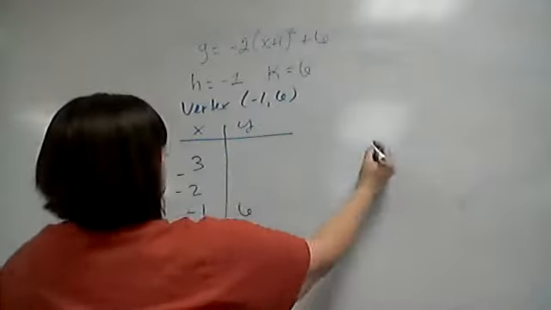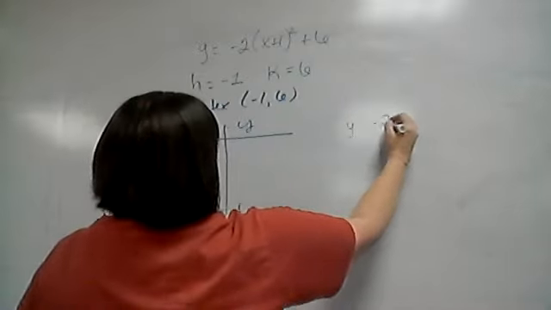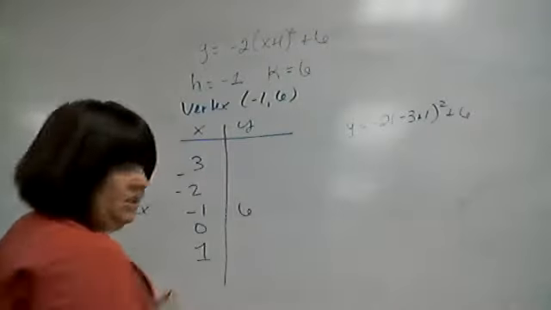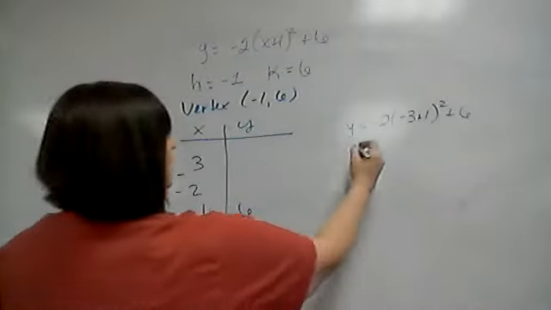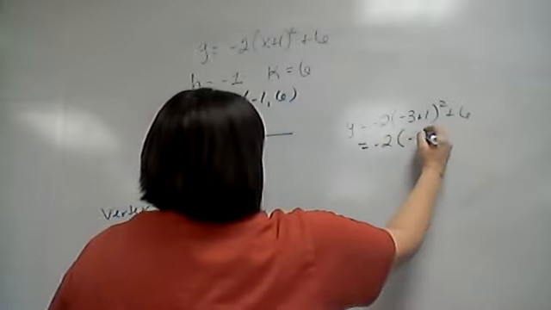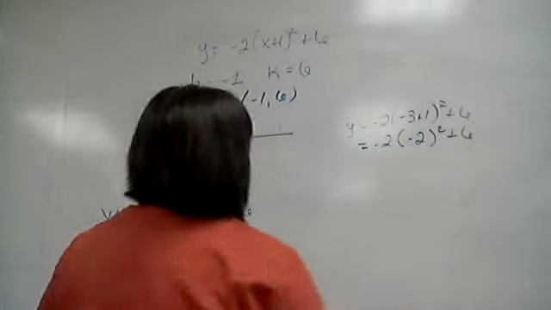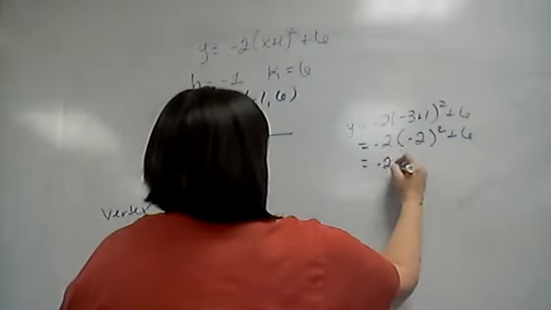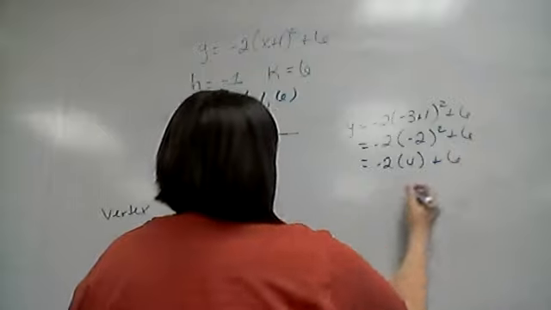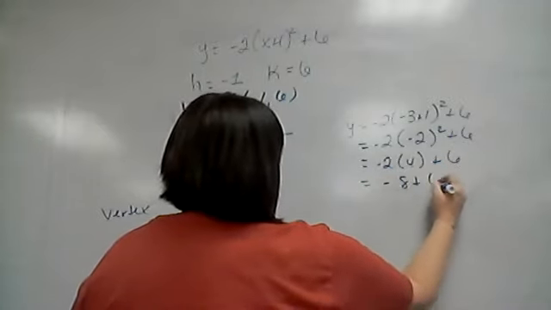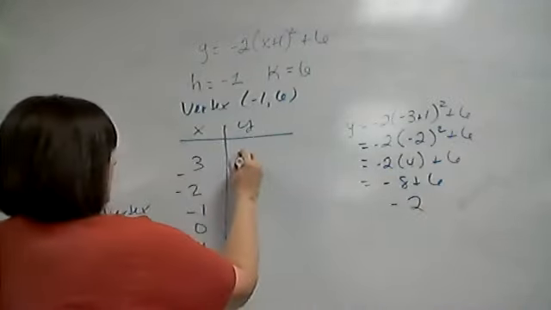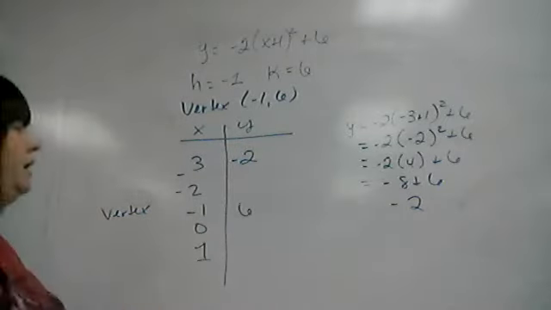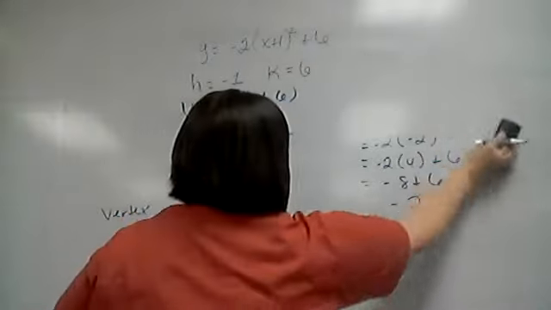So we're going to plug in negative 3. So negative 2 times (negative 3 plus 1) squared. All right, we're going to simplify inside the parentheses first. So negative 2 times negative 2 squared. Then remember, we have to square the parentheses. So this is going to be negative 2 times 4 plus 6. So negative 8 plus 6 is going to give me negative 2. Remember to follow your order of operations when you're simplifying, okay, because you're dealing with exponents here.